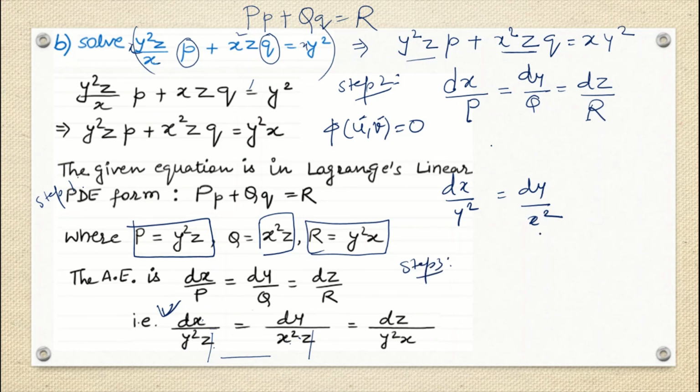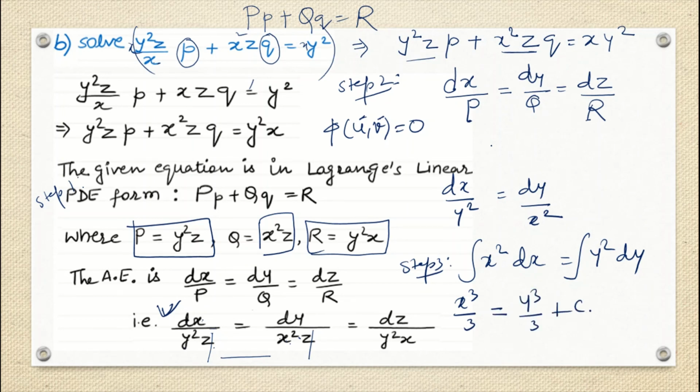So to integrate, I'm taking x square towards my dx, so it is x square dx, and this is y square dy, and finally I am going to integrate. The reason for integrating in step number 3 is that I am interested in that arbitrary constant C1. So that C1 I will get after my integration. So this is x cube by 3 equals y cube by 3 plus C1, where C1 is some arbitrary constant.